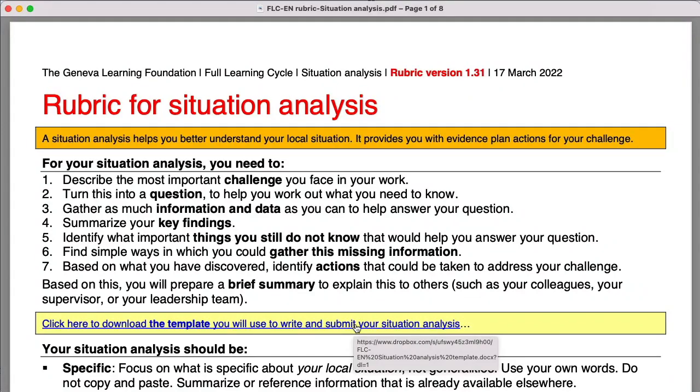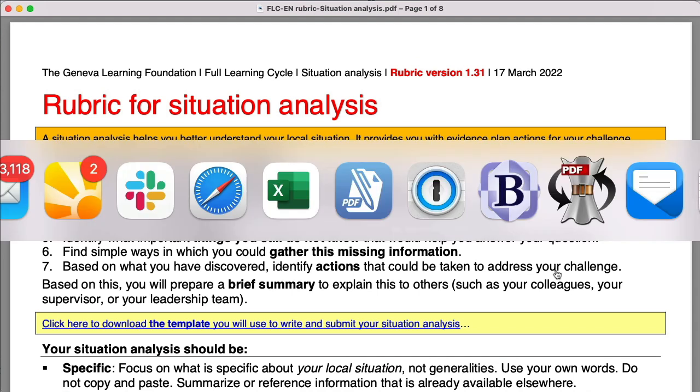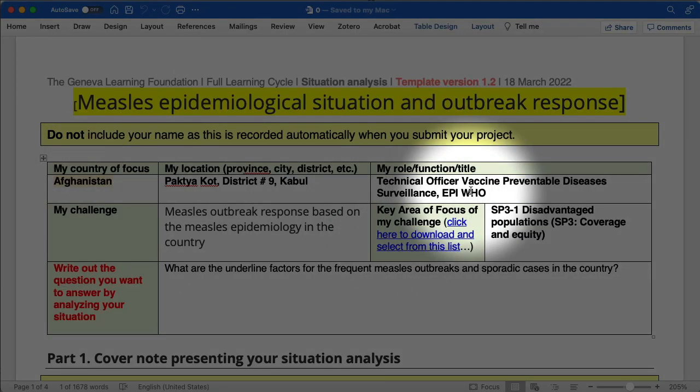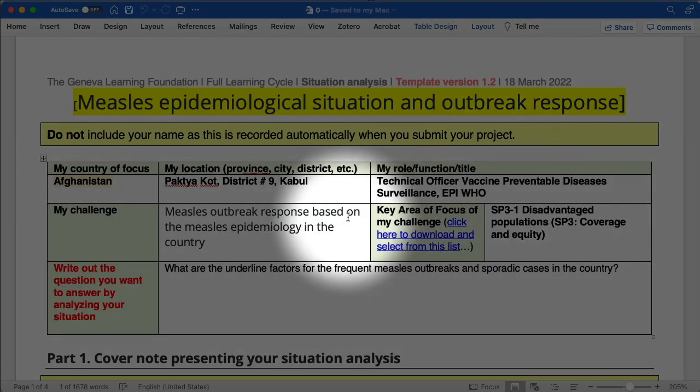You know, of course, this rubric for situation analysis. And in this video, I'm going to review and examine, do a kind of first pass reading and reflection on an actual situation analysis submitted by these participants. You can see this person is from Afghanistan, is a technical officer who works for WHO.